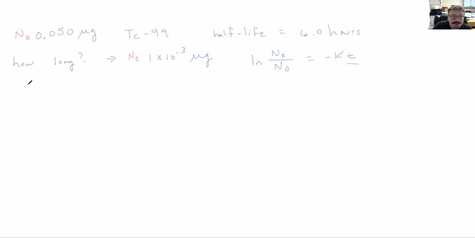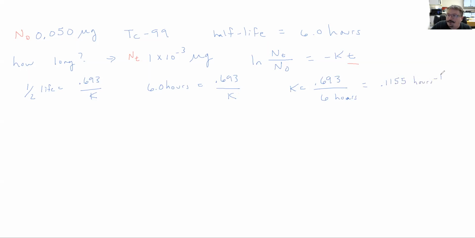But we do know that the equation for half-life is equal to 0.693 over k, and we do know the half-life. It is 6 hours. So what we're going to do then is use that equation to solve for k. And there's my calculator. So k is going to be equal to 0.693 divided by 6 hours. So what we want to pay attention to here is our units. Since we're dividing by hours, our rate constant is going to be in reciprocal hours.